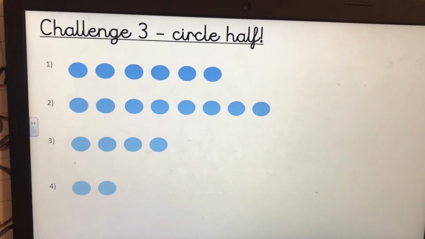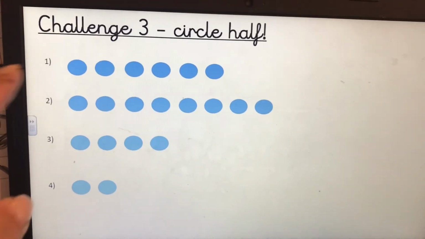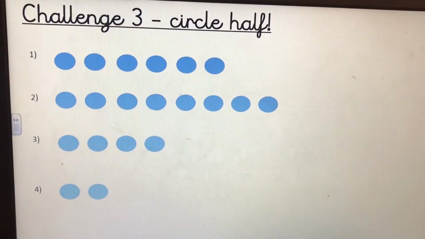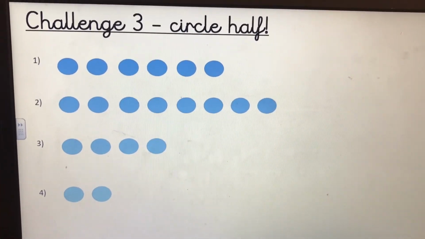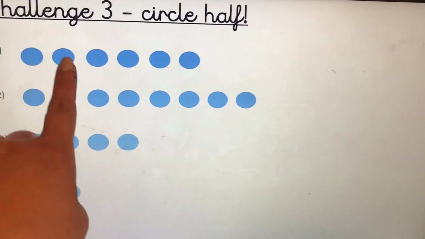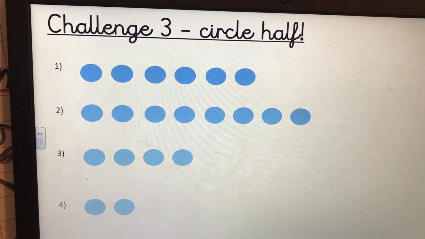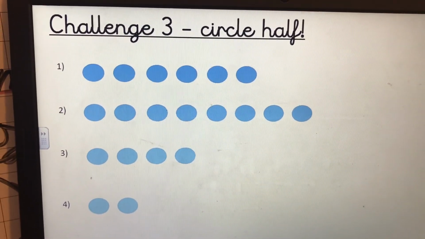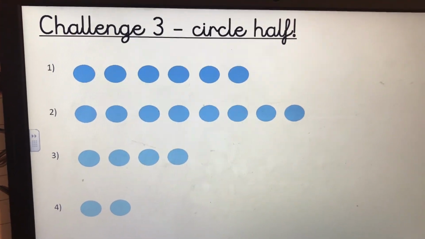Challenge number 3, I've done circles on purpose because you can draw this out into your workbook, and what I like to do is circle half of the amount. Let's pretend these are sweets and you are sharing them with me. Can you put a circle around the amount I would get if you were splitting them in half?